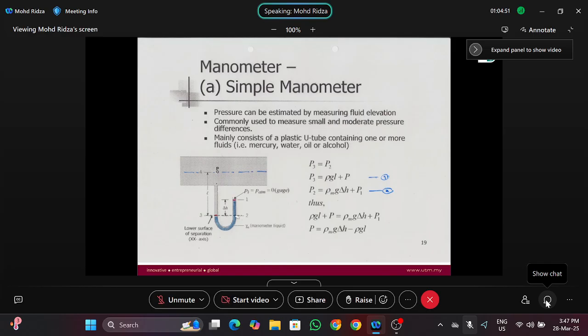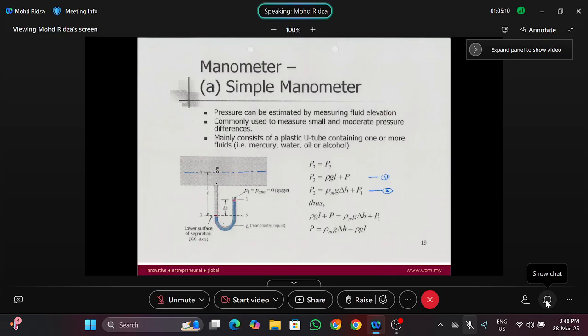Okay, same concept as before. Yes, Anas. I just want to check the delta H is the height difference, right? Exactly, the height difference between point 1 and point 2. Okay, sure. Then I will go through.